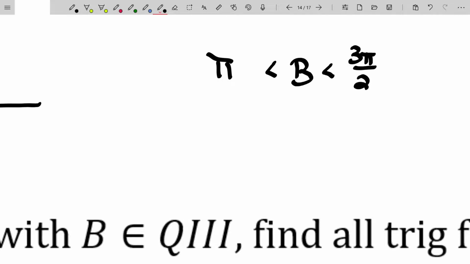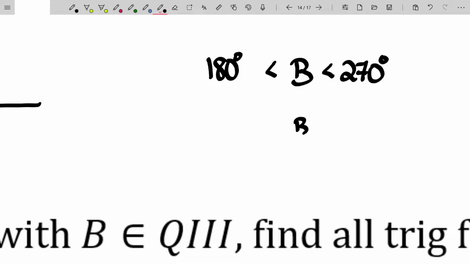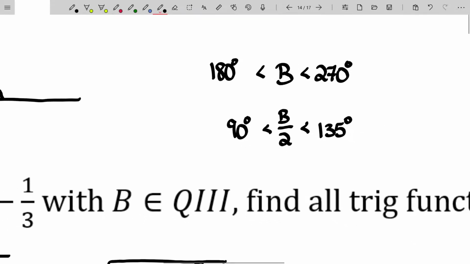Some people will ask, can I do this in degrees? And the answer to that is yes, you could totally do this in degrees. However, it's better for you to practice working with radian measure because it's new to you and you need the practice. But yes, you could totally work in degrees for this style. If you did that, then B over 2 is between 90 degrees and 135 degrees. And that is a quadrant 2 angle.